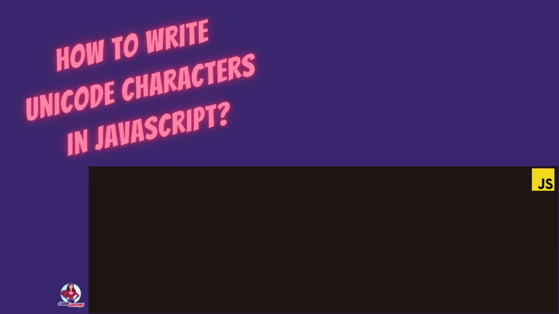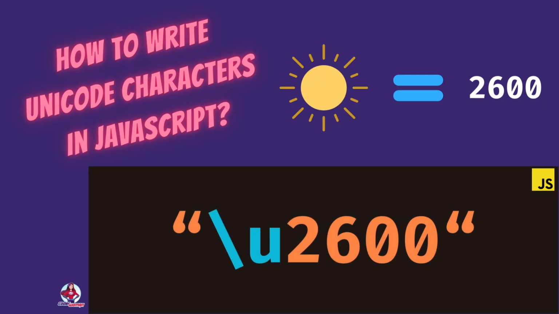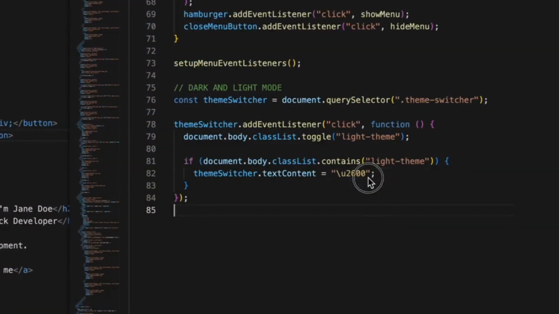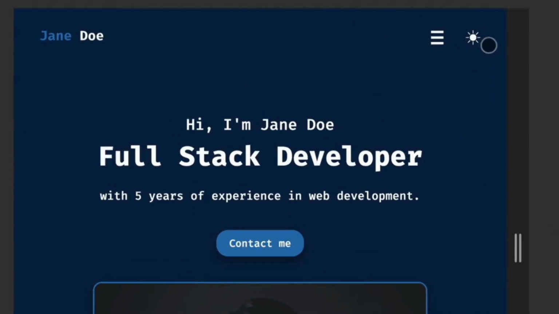There's a special way of writing Unicode characters in JavaScript. On the unicode.org website, where you can find all Unicode characters and symbols, the sun icon is listed as number 2600. To display it correctly in JavaScript, we need to add a backslash and the lowercase letter u before the number 2600. And that's it. Okay, I entered this code as the text content for the theme switcher. Now it's time to check if the sun icon displays correctly. Yes, the moon has turned into the sun.